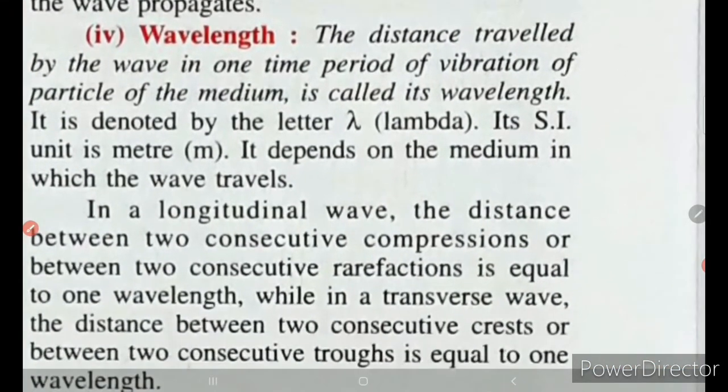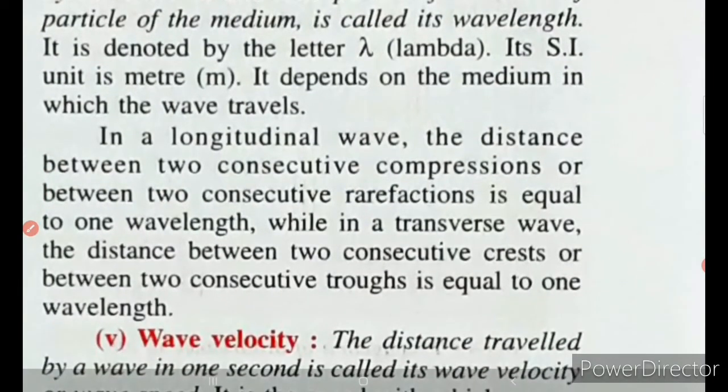Next thing is, in a longitudinal wave, the distance between two consecutive compressions, here so many compressions were created, or between two consecutive rarefactions is equal to one wavelength, while in a transverse wave the distance between two consecutive crests or two consecutive troughs is equal to one wavelength.